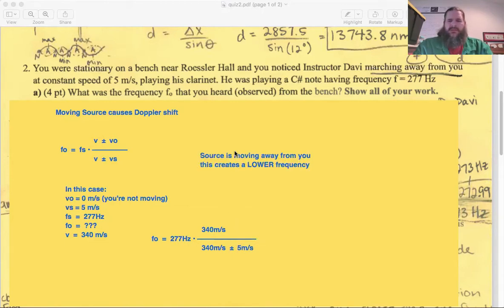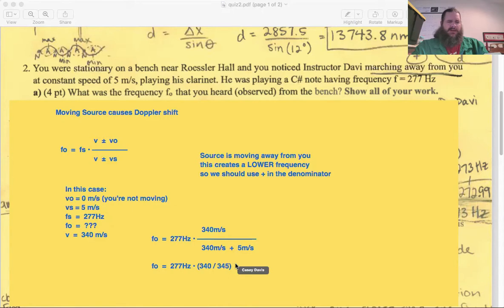So that means we want the result to be lower. Should we be using plus or minus in the denominator? Plus. Yeah. Plus in the denominator would create a larger denominator, which makes the result smaller, because a larger denominator makes for a smaller result. So we'll use plus. So that means frequency observed is going to be 277 hertz times 340 over 340 plus 5, which is 345. And the meters per second cancels out anyway, because that's in the numerator and denominator.